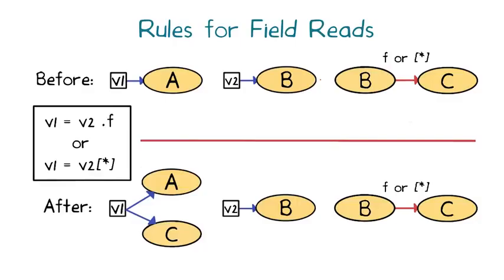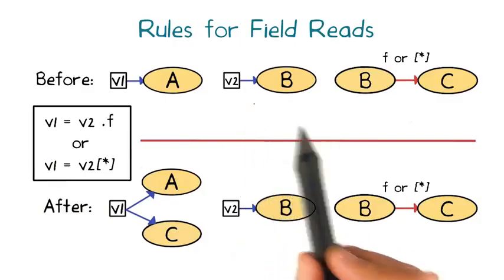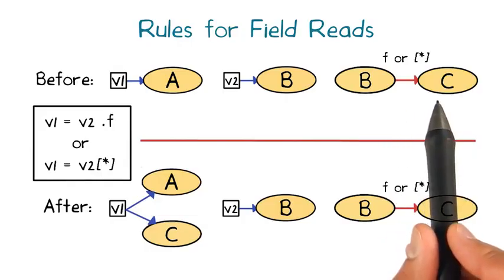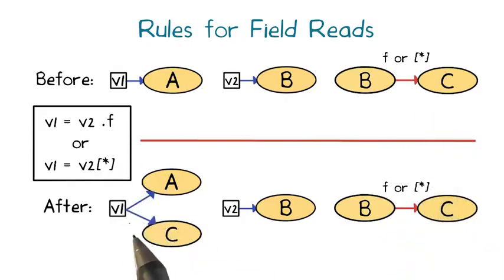Our next rule is for field read statements of one of the following forms. This rule states that if v2 points to B and B points to C via the field f or asterisk as appropriate, then we add a blue arrow from the node for v1 to the node for C.